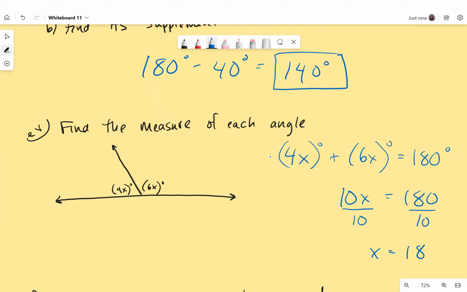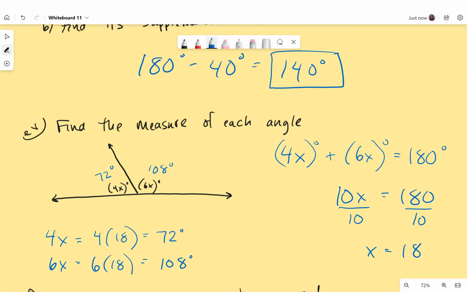However, we're looking for the angle measures, so if we take that value of x and plug it back in, 4x is 4 times our 18, so 72 degrees over here. And our other one, 6x, would be 6 times our 18, so 108 degrees over here. And if you want to go back and check, if we added those two together, they do in fact equal 180 degrees.